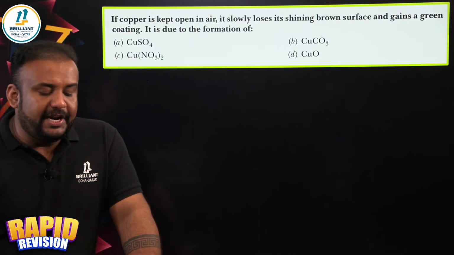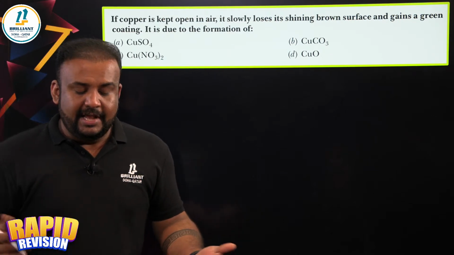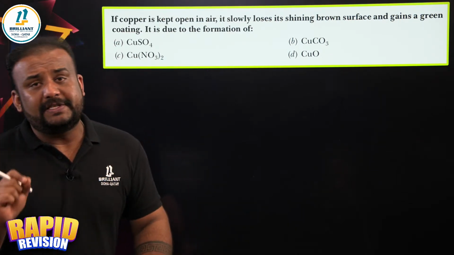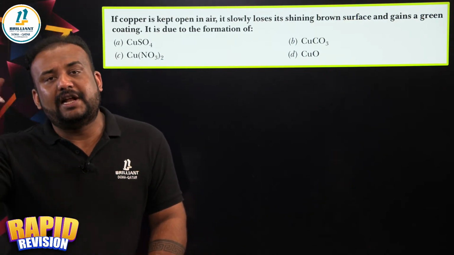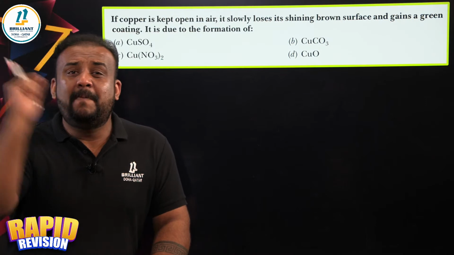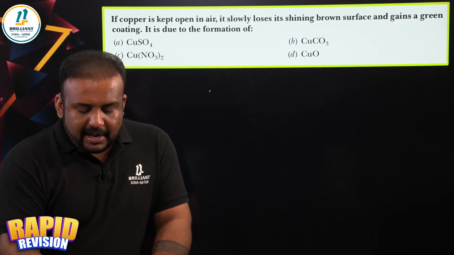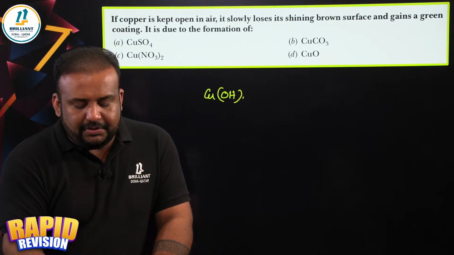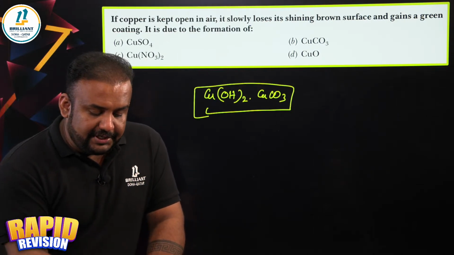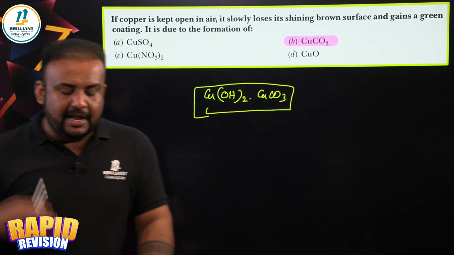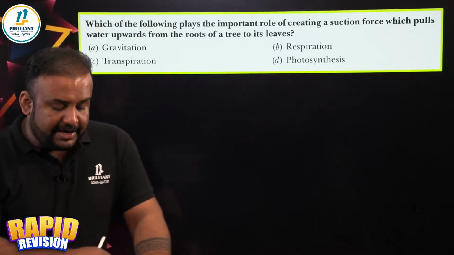The next one. If copper is kept open in air, it slowly loses its shining brown surface and gains a green coating. It is due to the formation of, very important question, copper turns green when exposed to air containing moisture, oxygen and carbon dioxide, due to the formation of basic copper carbonate. Basic copper carbonate, Cu(OH)2 CuCO3. So it is due to the formation of copper carbonate we see that green colored coating. Is it clear? Right.